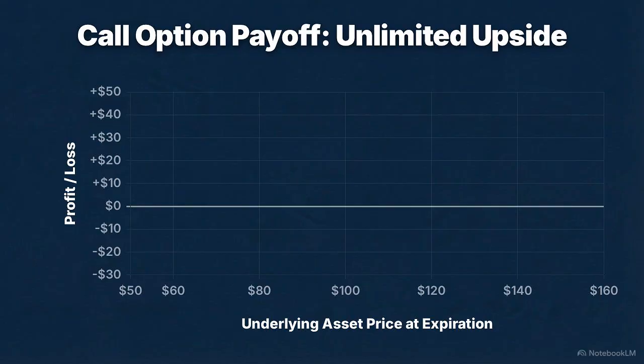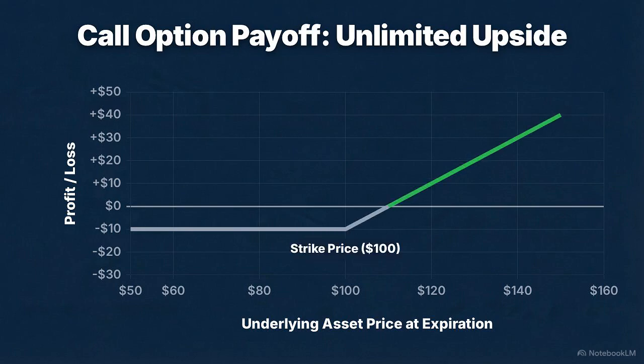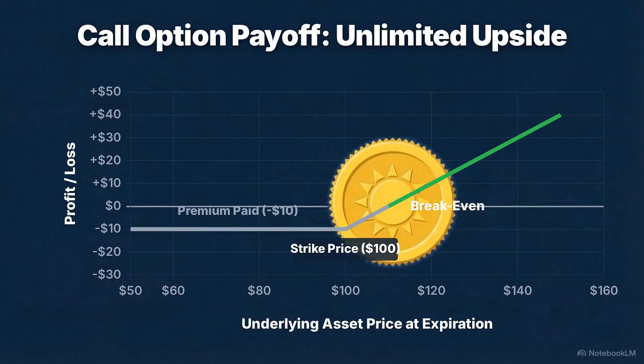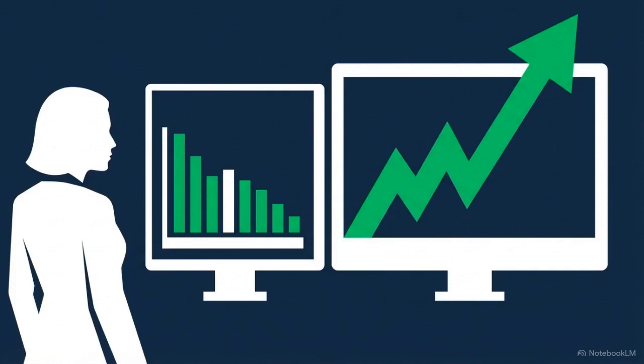Looking at this payoff chart for a call option, we see how the mechanics play out. The holder secures a net profit only if the underlying asset's price rises above their set strike price, plus the cost of the premium they paid. This creates an asymmetrical risk profile. For the buyer, maximum losses are capped at the initial premium paid, while their upside potential remains completely unlimited.